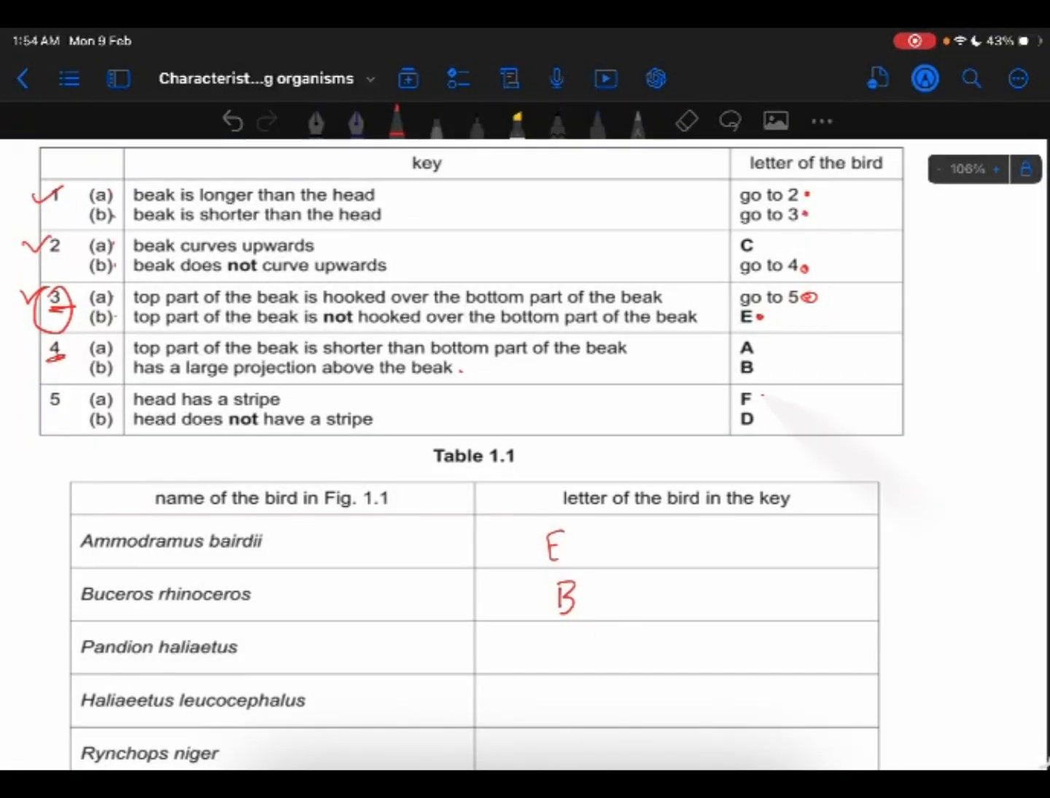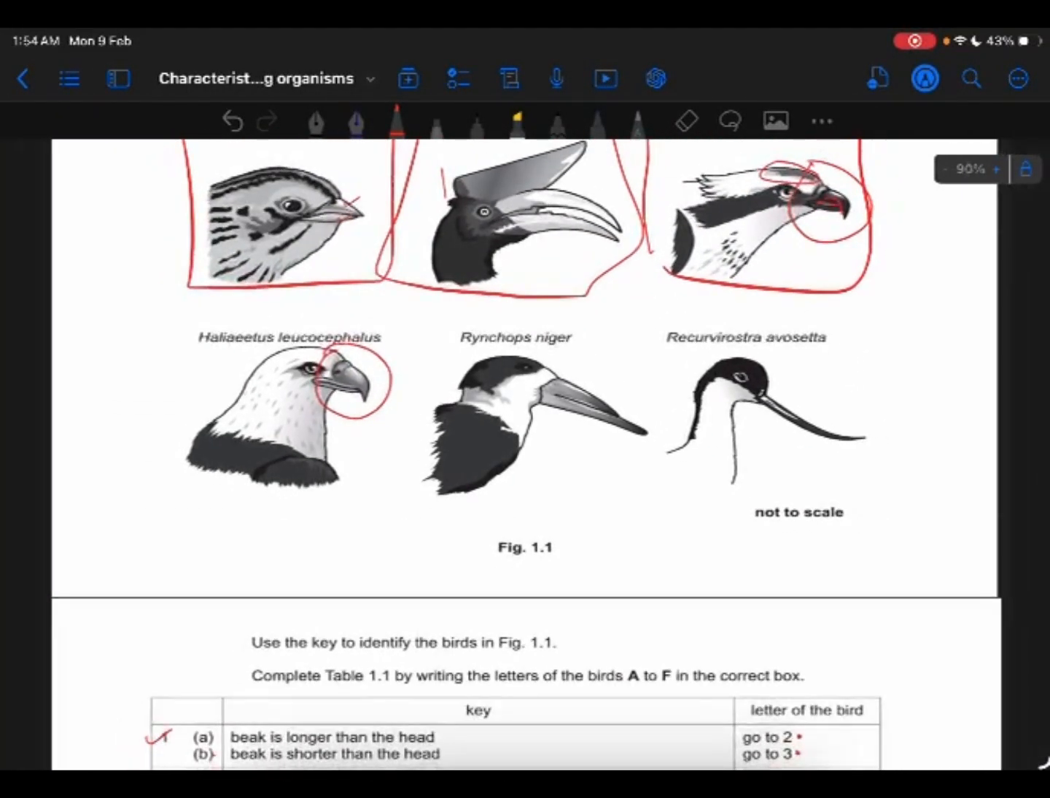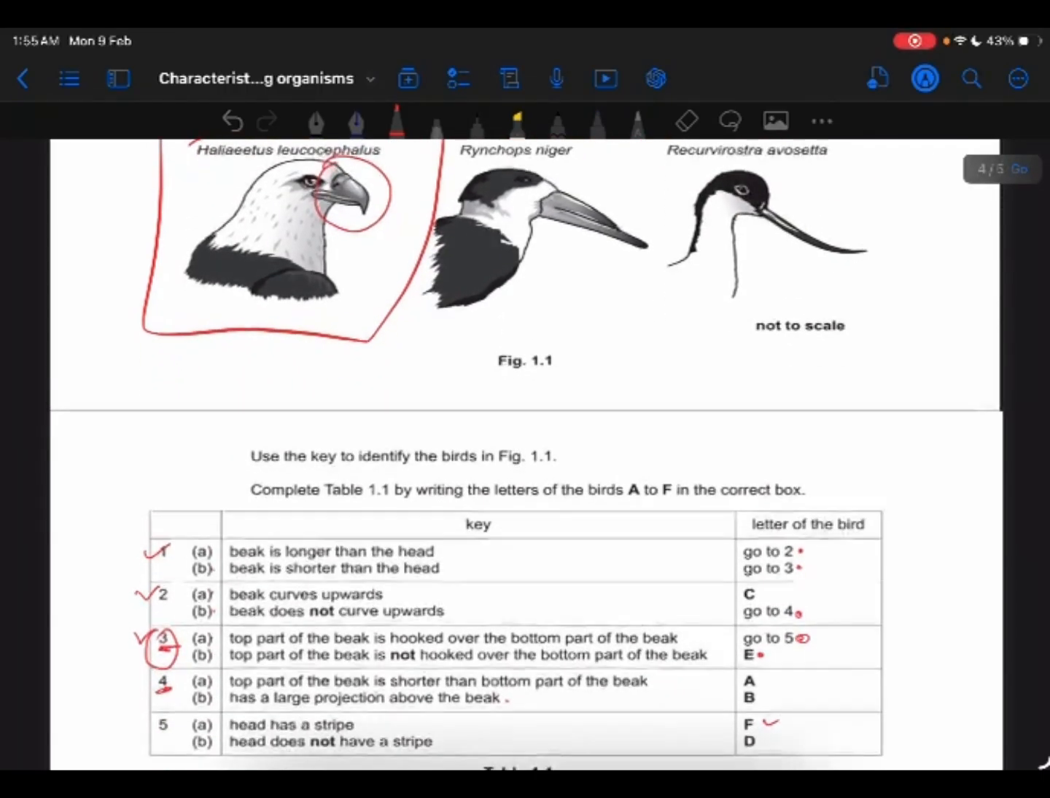Once again, we've got our next answer, F. Okay, now, I guess that's an eagle, right? That's right. Okay, so for Mr. Eagle, is the beak longer than the head? Nope, the beak is shorter than the head. So we're going to go to 3.